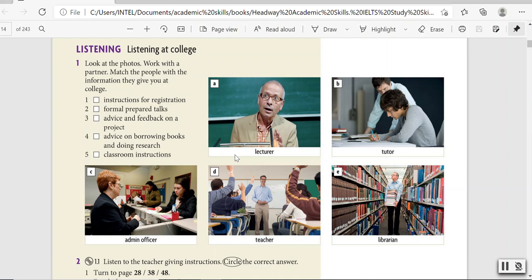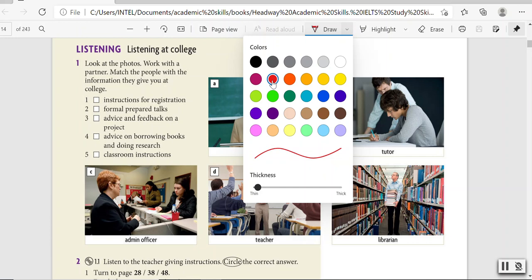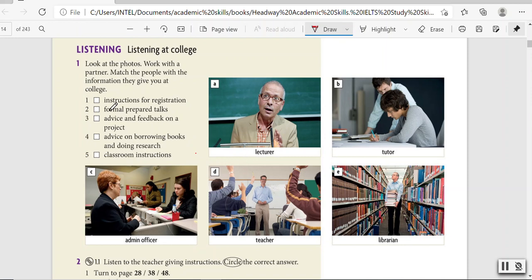For lecturer, okay, let me bring my pen. Lecturer: instruction for registration, formal prepared talk, advice and feedback on a project. Here, lecturer belongs to formal prepared talks. We have tutor. The tutor can give you advice and feedback on a project. He can help you, it means advice and feedback on a project, tutor.